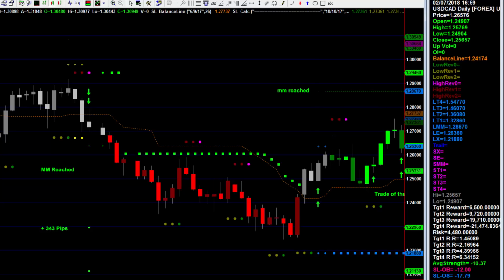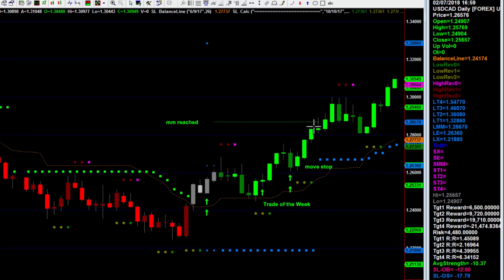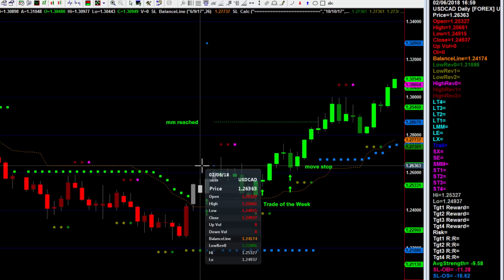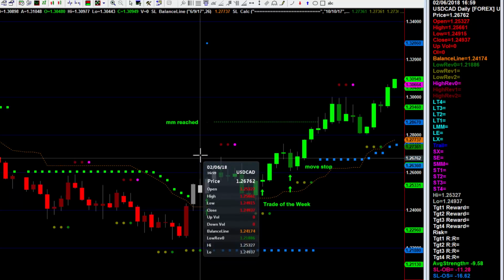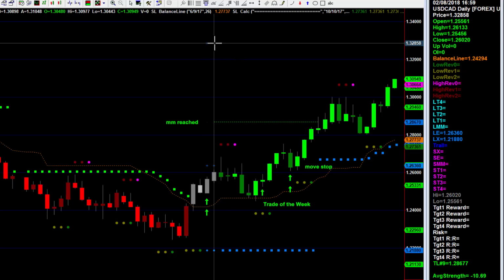Our first objective was reached a week or so ago, and we were able to move our stop up and lock in some profit. Now our momentum indicator, the balance line, is beginning to trail higher, so we can now move our stop to 1.2748. That locks in a good amount of profit, and our first target objective is getting closer and closer.